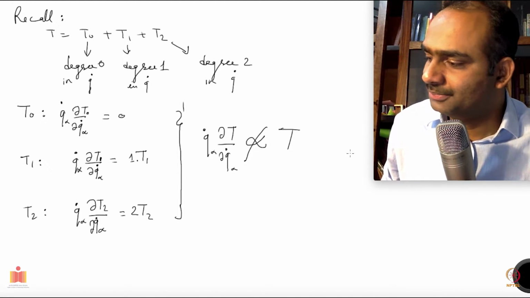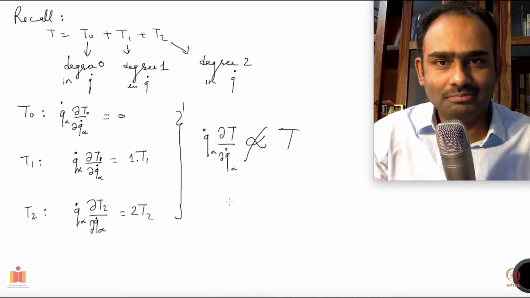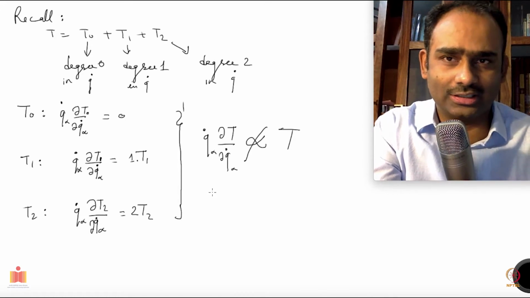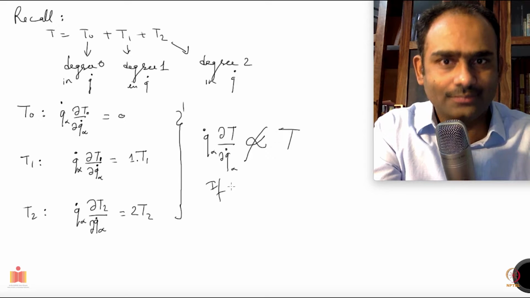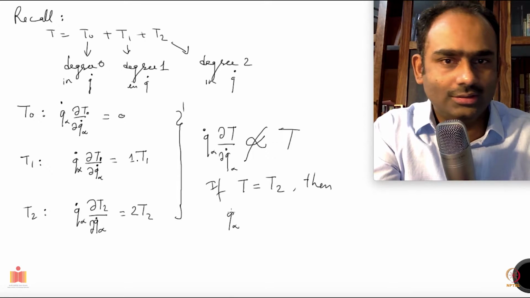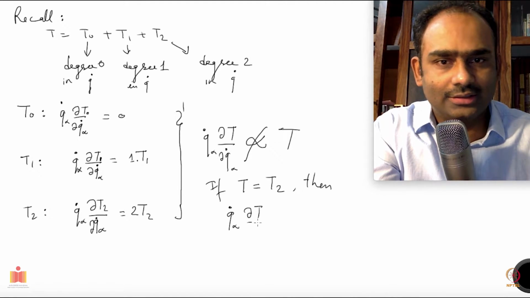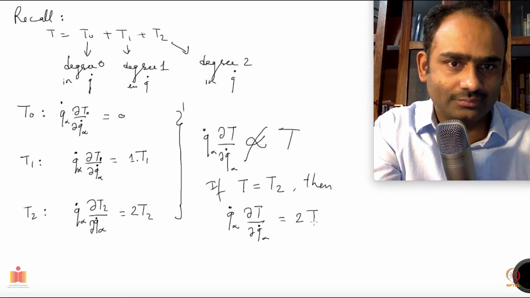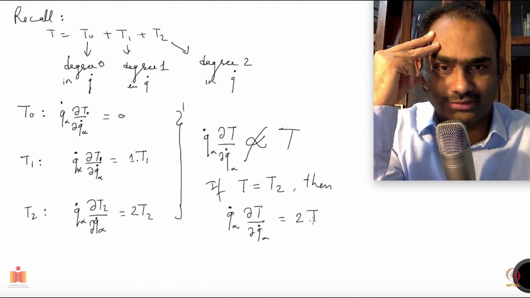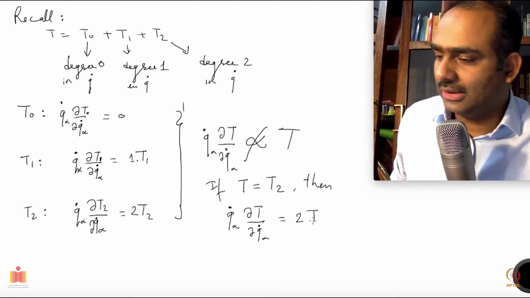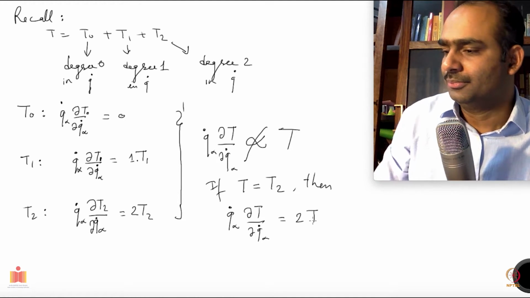That's one thing. But if, for some reason, which we'll talk about soon, your T was just T2, let's say your T had only the quadratic pieces, so if T is equal to T2, then Q alpha dot times del T over del Q alpha dot will be 2 times T, if this is the situation. Perfect. Okay, now let's proceed.